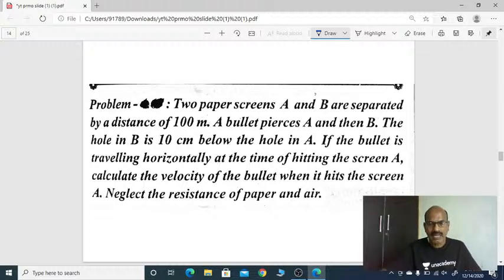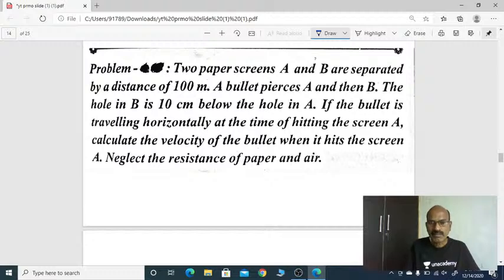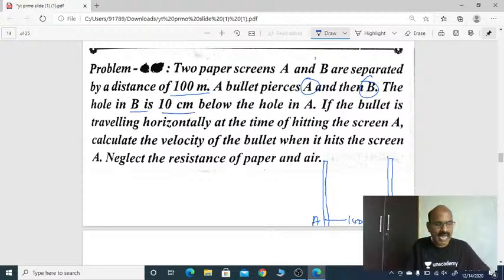Now, two paper screens A and B are separated by a distance of 100 meter. Keep in mind clearly. Given two paper screens, this is A, it is B, assume, separated by the distance 100 meter. A bullet pierces A and then B. The hole in B is 10 centimeter below the A.